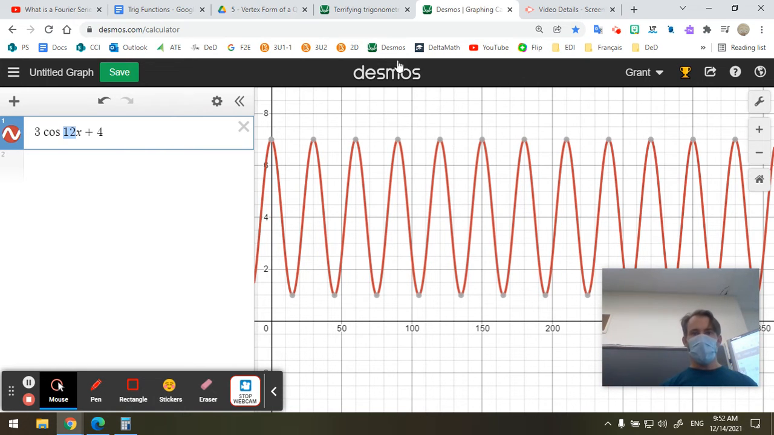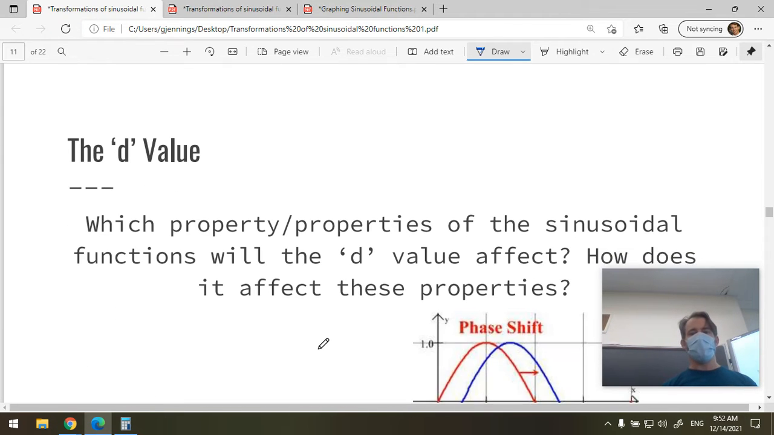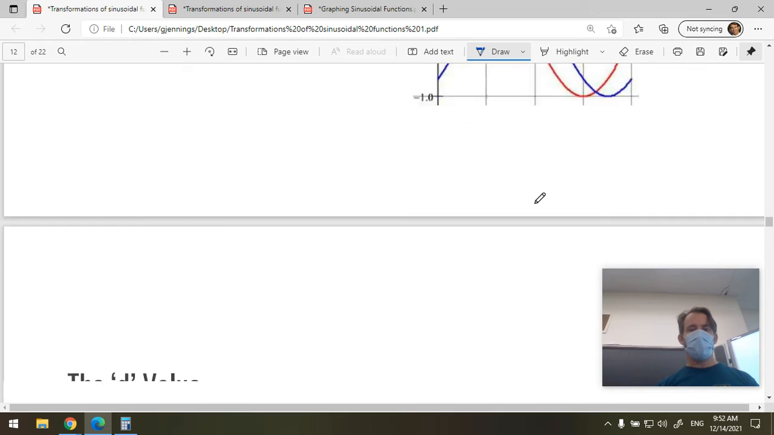Okay. And then moving on, we now look at d values. So d, horizontal translation. Takes the whole shape, doesn't change the shape the way k does or the way a does, but just shifts the shape to the left or right. So this is called phase shift. It just moves all the mountains that way and all the valleys that way, or moves all the mountains this way and all the valleys this way.